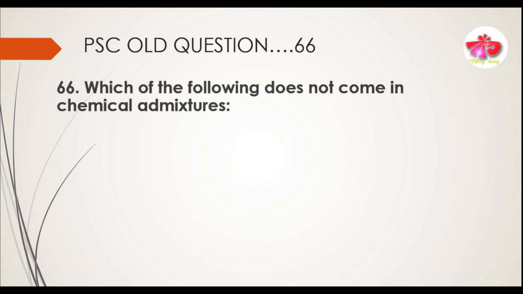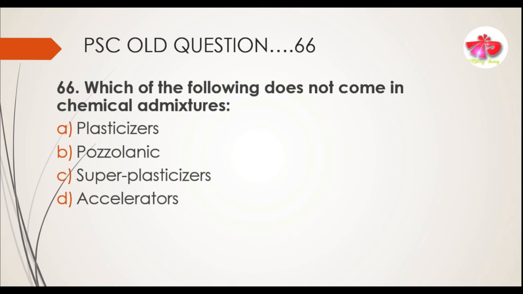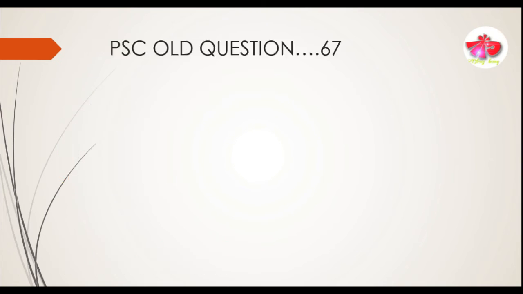Question number 66. Which of the following does not come in chemical admixtures? Option A plasticizer, option B pozzolanic materials, option C super plasticizer, and option D accelerators. So friends, among these four options, pozzolanic materials do not come in the chemical admixtures. This pozzolanic material is a mineral admixture, and all the others, plasticizer, super plasticizer, and accelerators, are chemical admixtures.